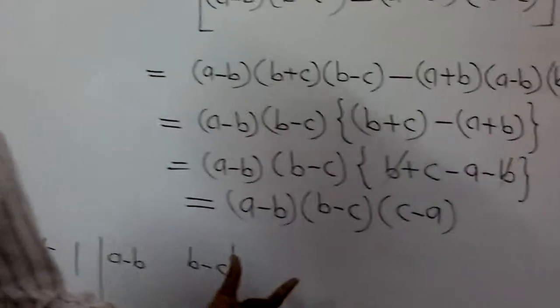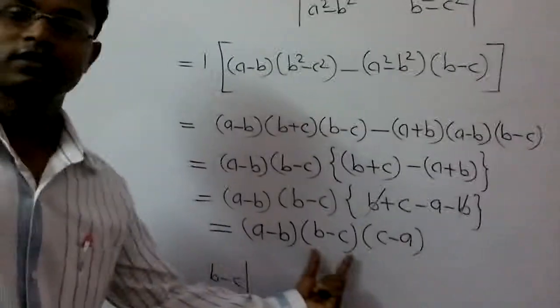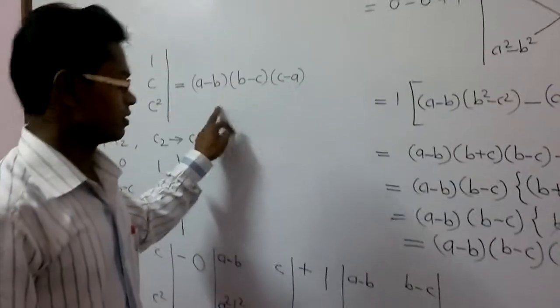Hence proved. That is equal to (a minus b)(b minus c)(c minus a), which is the value of this determinant. Hence proved.